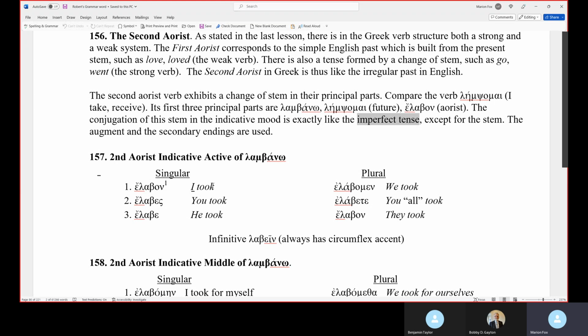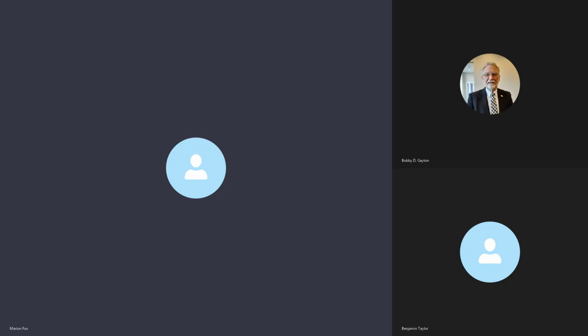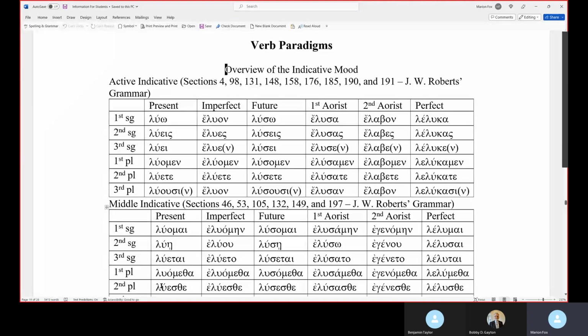Now, I want to go into another file. I'm going to get out of this file right now, and I'll come back into it in a minute. The file I'm going to get is information for students. I've sent you that file. We'll start sharing it. And right here, can you see the verb paradigms? Hopefully you can see it. Yes, sir.